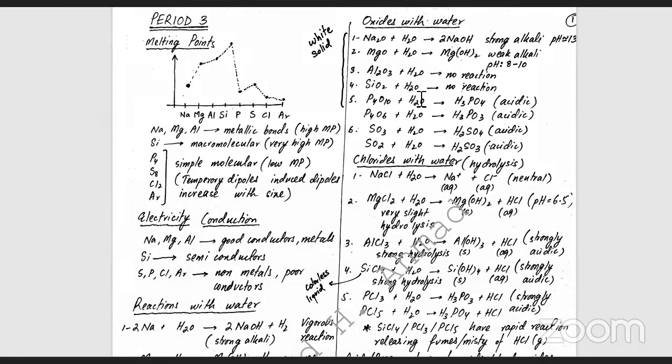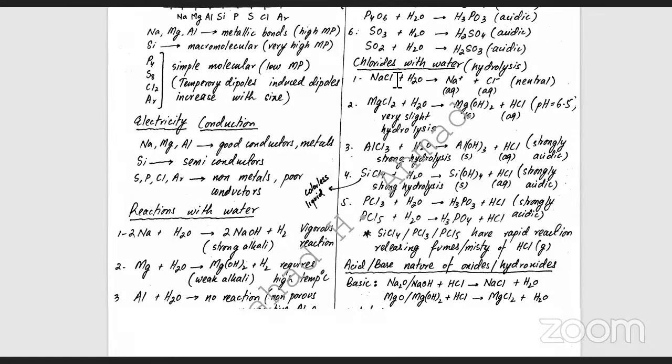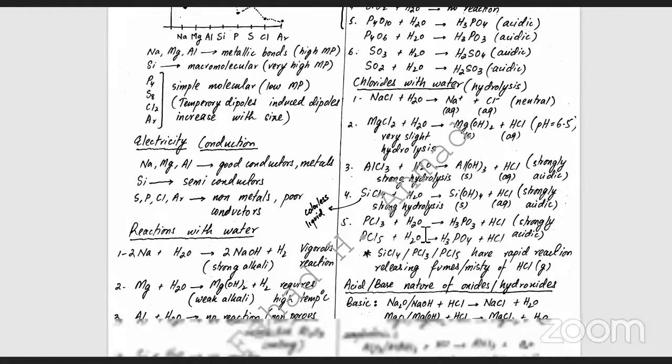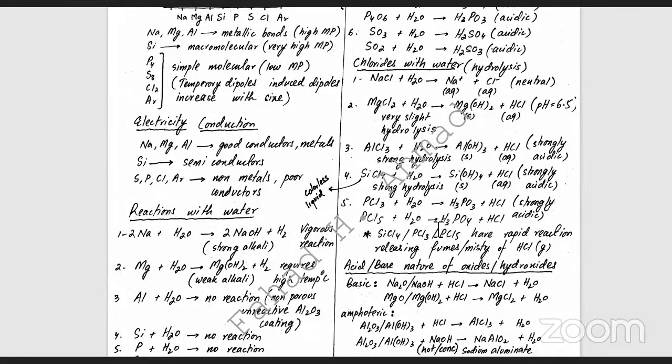Let's revise all the period 3 chlorides with water. NaCl, nothing happens, it just dissolves. The rest all hydrolyze. Even MgCl2 slightly hydrolyzes. They all react with water.